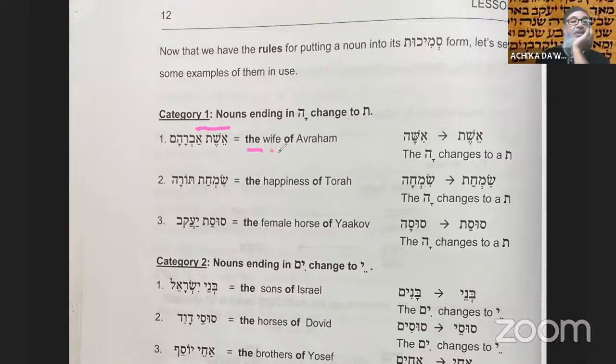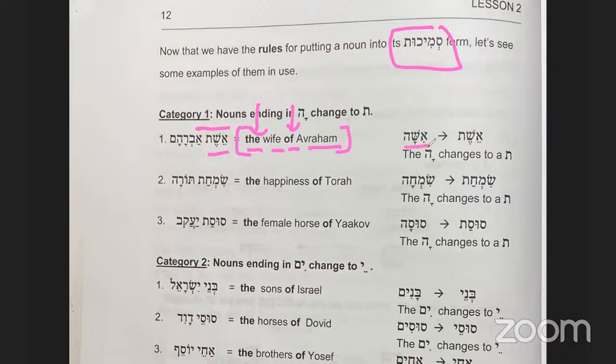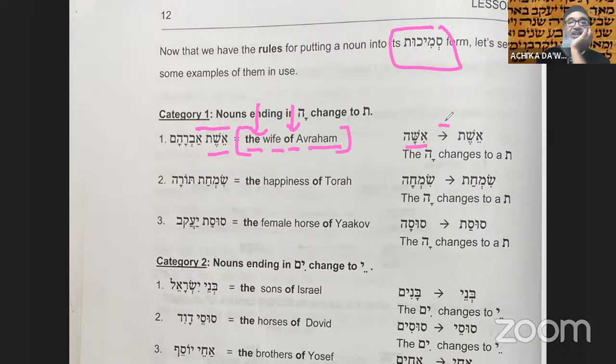So here it is. We have the wife of Abraham. This is the sentence. When you see the "of," then you know that it's going to be in a semi-coup form. So the first thing you're going to find out is how did this wife get changed? Before she was this aleph, the shin, and the tav, what was she? She had the ah at the end. And so they're showing you that she got converted to this.